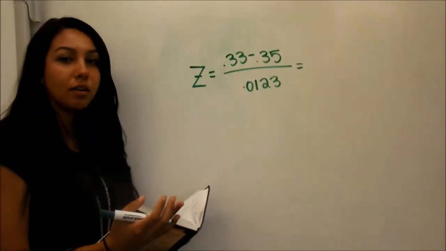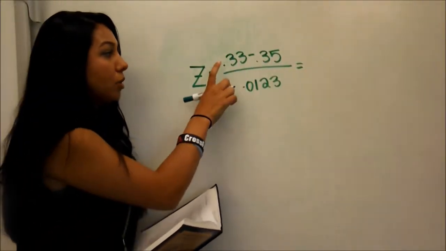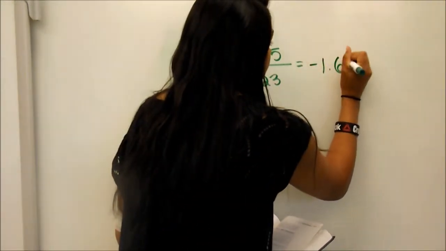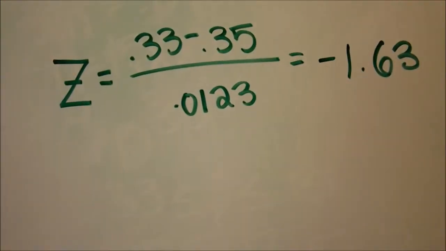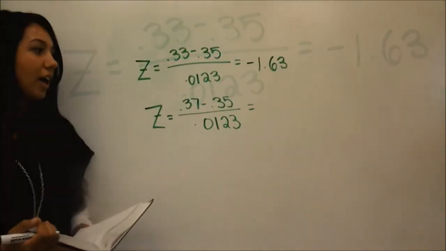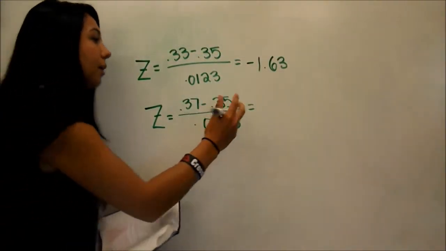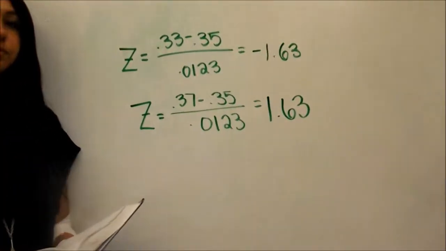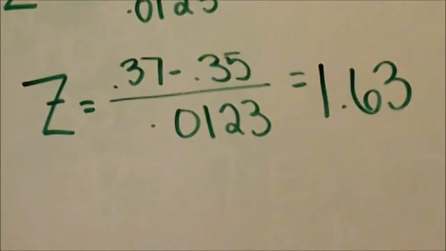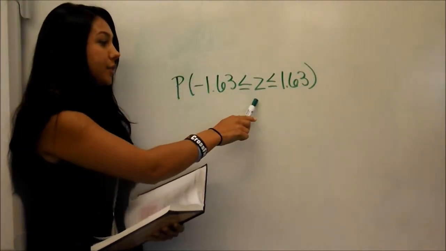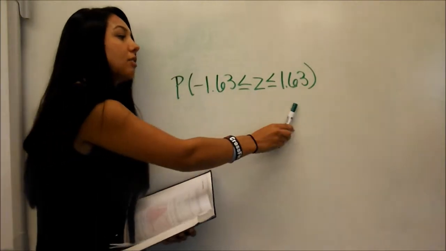Okay, so if we plug into the equation the first number, which is 0.33, we get the answer negative 1.63 for the z. Okay, and if we plug in the second number, we get positive 1.63. Okay, so now we're looking for the probability that z lies between negative 1.63 and positive 1.63.